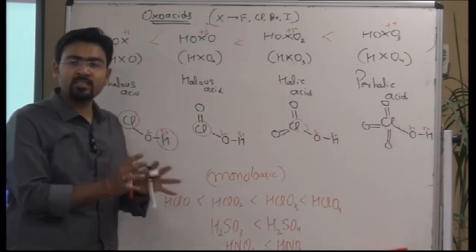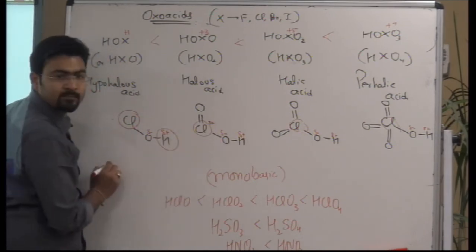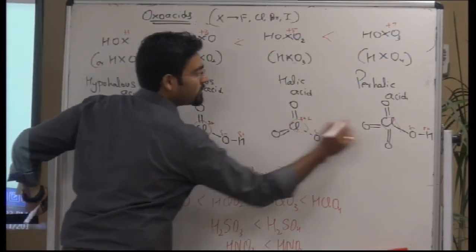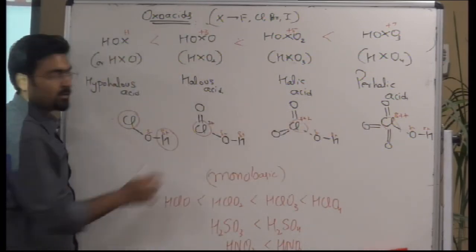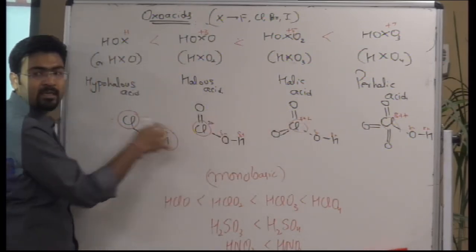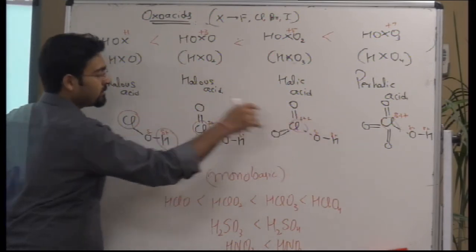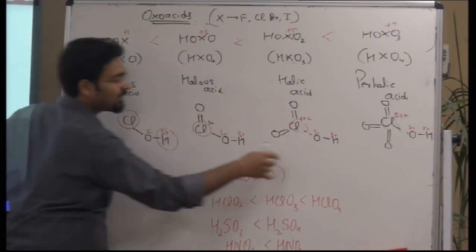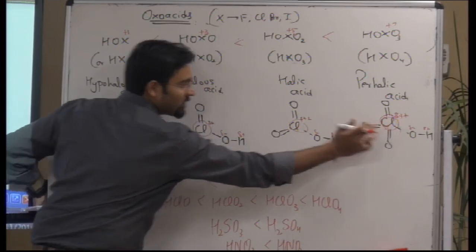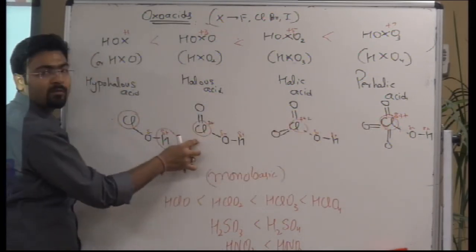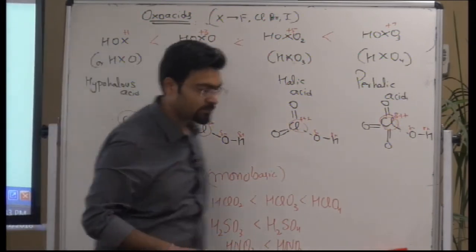As we know, oxygen is more electronegative than chlorine. These oxygens will pull electrons from chlorine, and they will pull further more. So this chlorine will be the most electron deficient chlorine. No, I just said it in reverse. So this will be the most electron deficient chlorine. This will be less electron deficient. This will be further less electron deficient, and this will be the least electron deficient in comparison to all four.